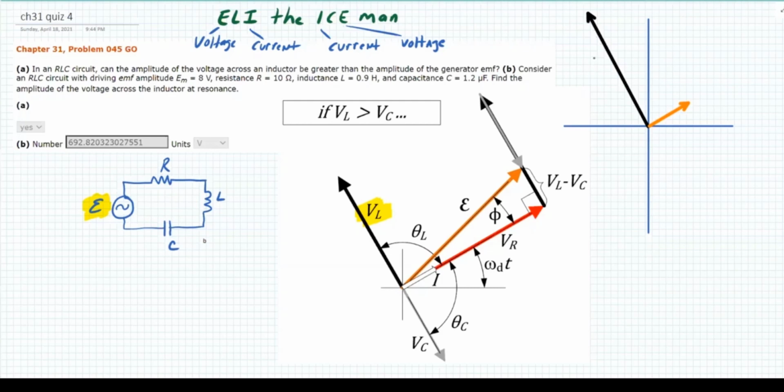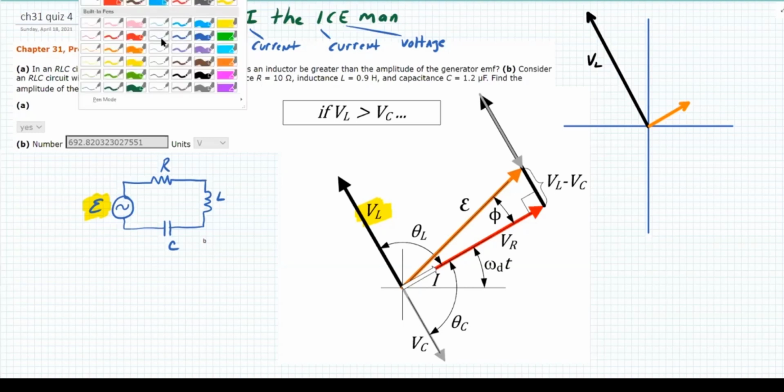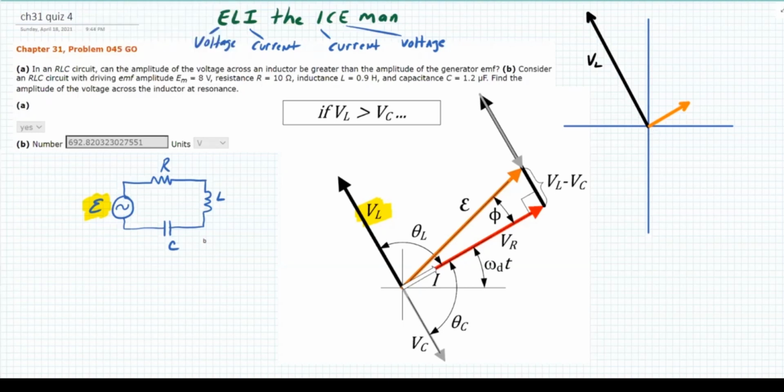This is my voltage across my inductor. This is the current going through the resistor. This is actually a good time to reiterate some key points. This is current. My purple is the current, but my orange is the voltage drop. This is my voltage across the resistor, whereas this purple is just the circuit current, and the circuit current is the same everywhere.